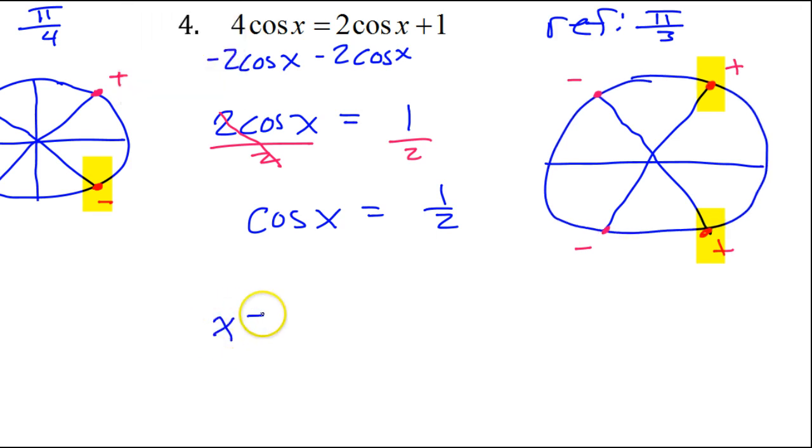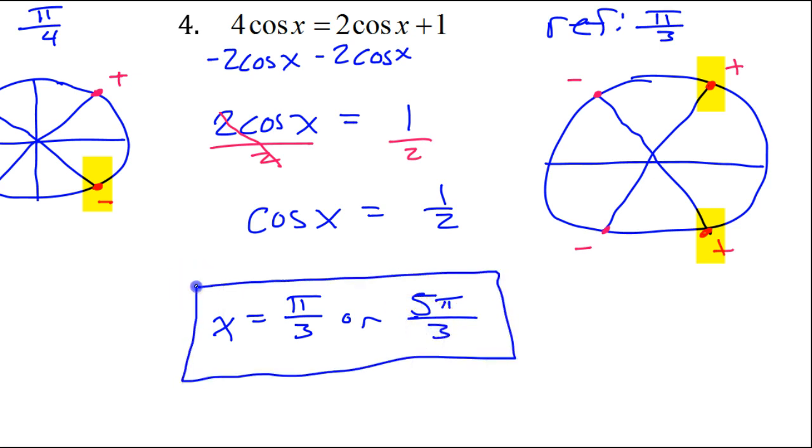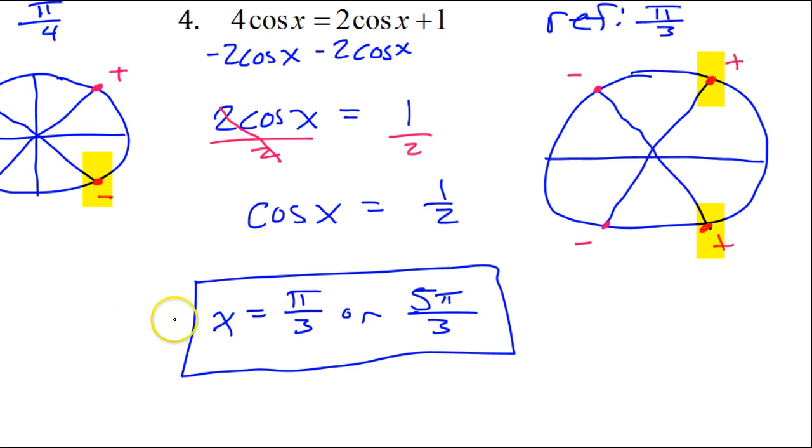So x equals the angle pi over 3 itself is the first solution. But then we also have this one. This is 1 pi over 3, 2 pi over 3, 3 pi over 3, 4 pi over 3, 5 pi over 3. So these are the 2 solutions. Let's keep going.